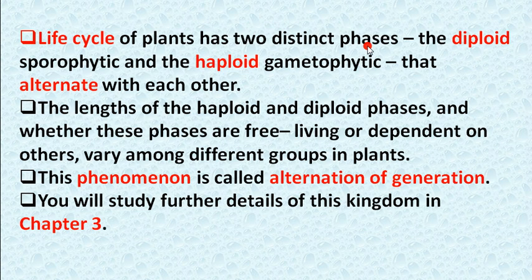Now the lengths of the haploid and diploid phases, and whether these phases are free living or dependent on others, vary among the different groups of plants. So they are different in different plants. The haploid and diploid phases alternate, and the length also varies, meaning it changes.